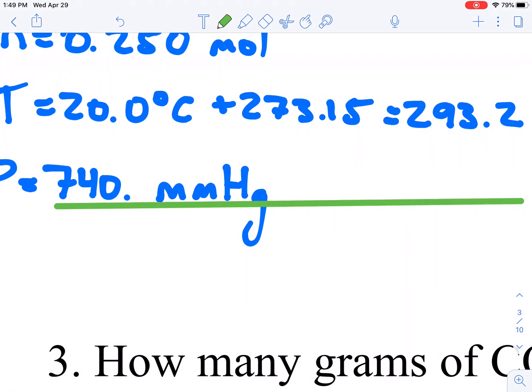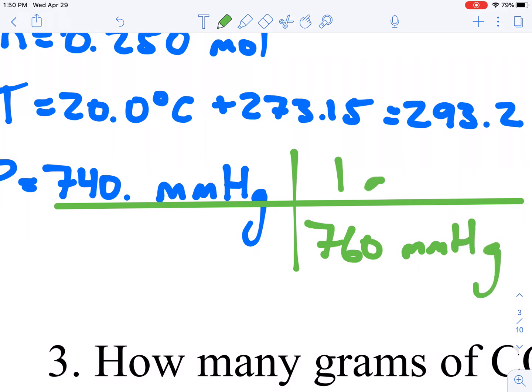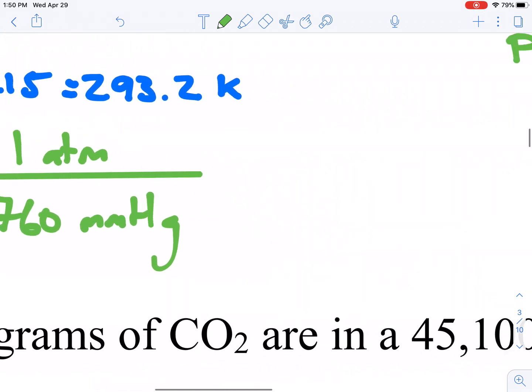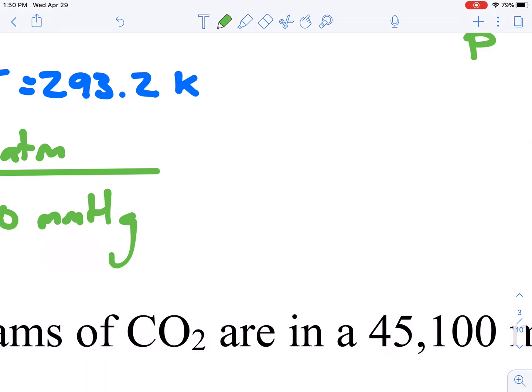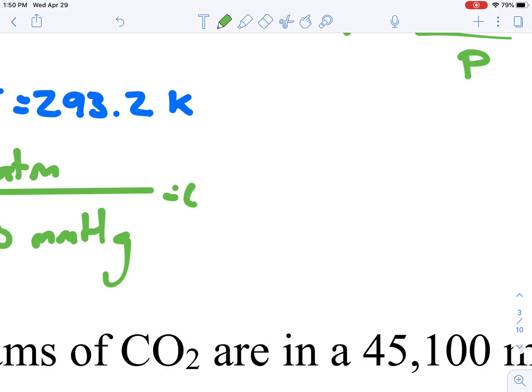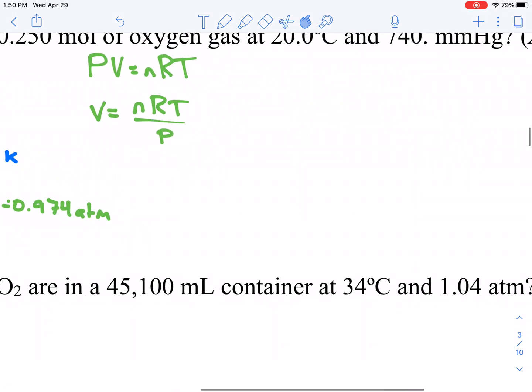So 740 mmHg, we know that there are 760 mmHg in 1 atmosphere, 1 ATM. We started with 3 sig figs. When you do that math, you will end up with 0.974 ATM. And now you have a unit that works. So let's plug in, right?